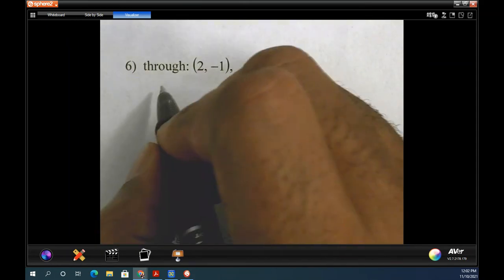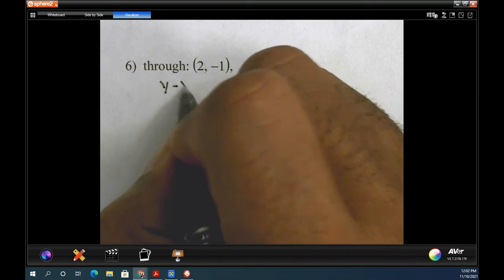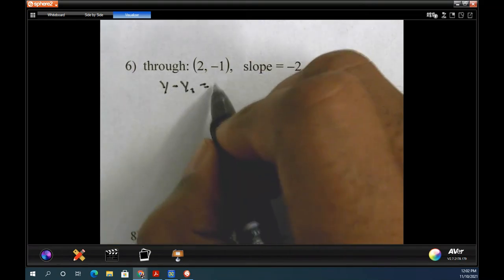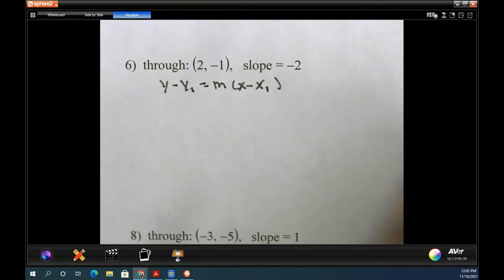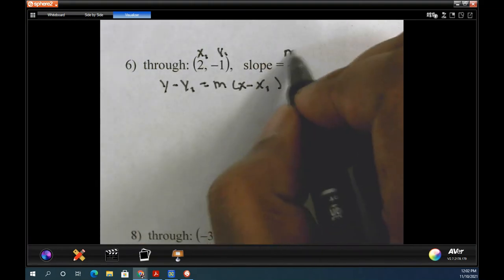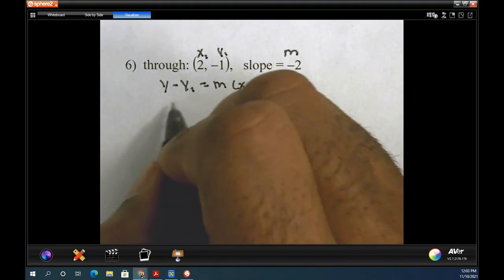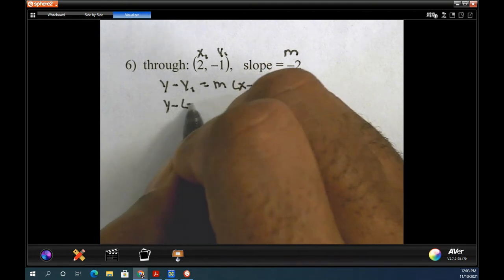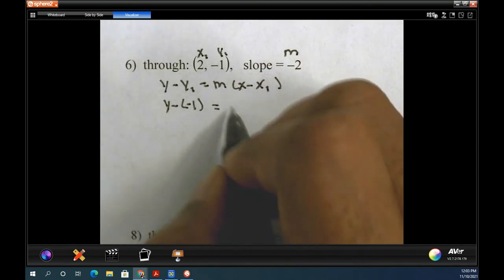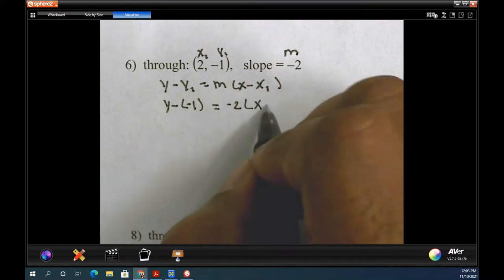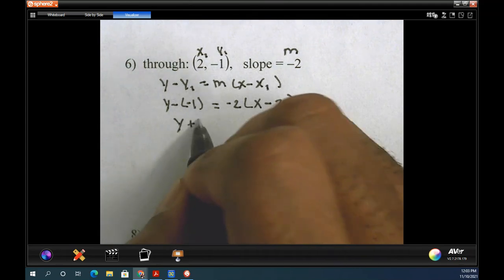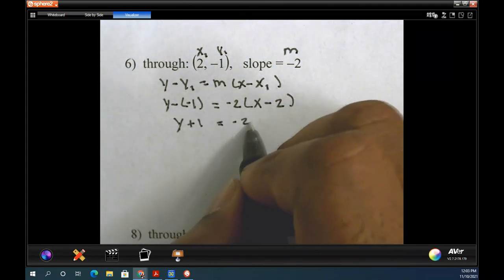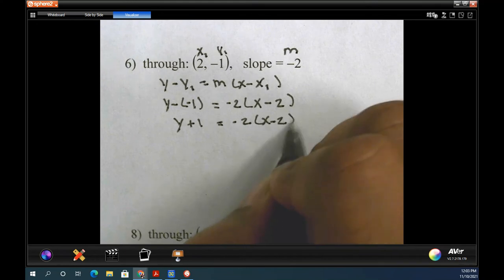You should have started with your formula. Y minus y sub 1 is equal to m times x minus x sub 1. Here's your x1. Here's your y1. Here's your m. So this would be y minus negative 1 is equal to negative 2 times x minus 2. Double sign. Y plus 1 is equal to negative 2 times x minus 2. Point slope.